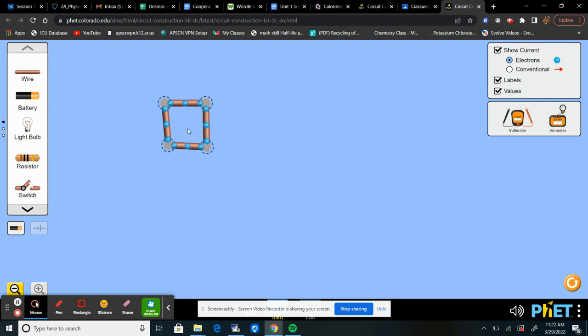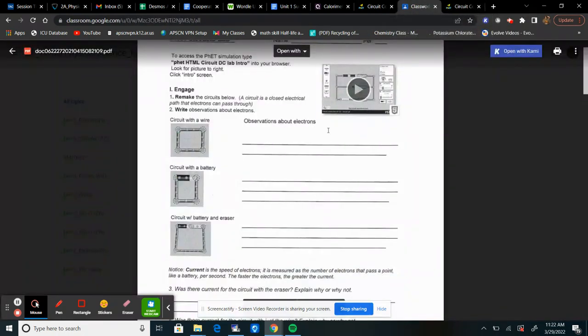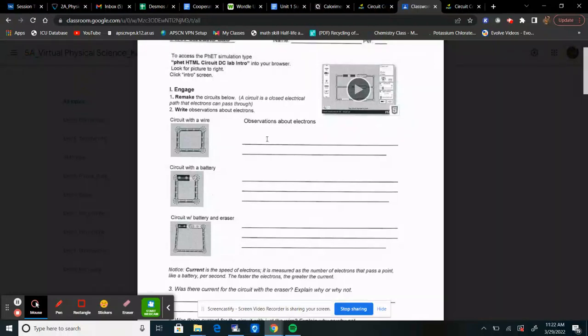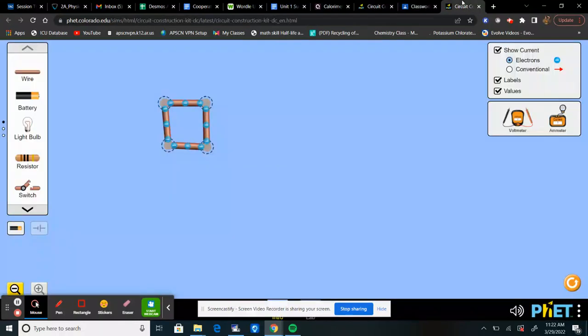But we've made our circuits out of wires. What do you see? Well, you should see nothing. The electrons aren't moving, nothing's there, so there's nothing really to write down. So I would write down under here for my observations, nothing. I'm not seeing electrons move at all. So I'd go to my next one, it says circuit with battery, and you can see here they have the wires and the battery. So let's go ahead and recreate that.